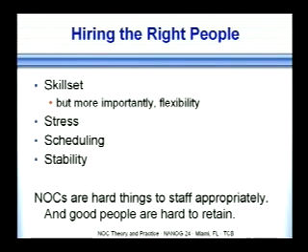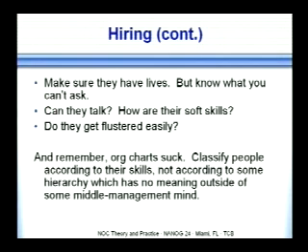Scheduling. Make sure they're flexible with schedule. You want to try to get them in and out of the NOC as quickly as possible. And make sure they're stable individuals. I hate having people in and out of NOCs. It's hard to retain good people. This is all pretty standard.